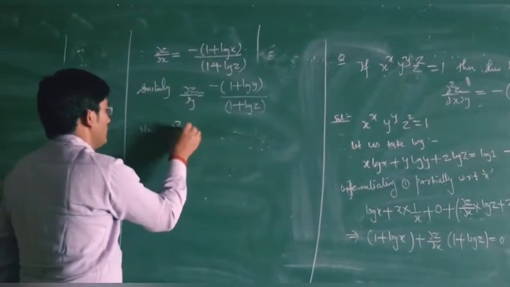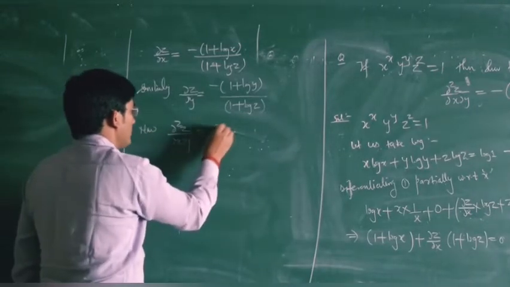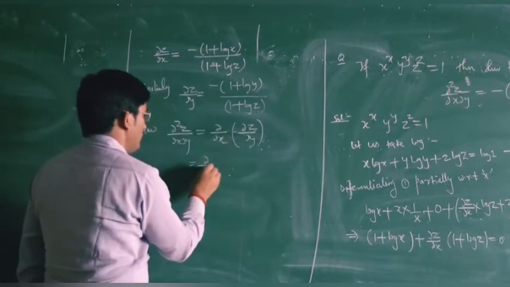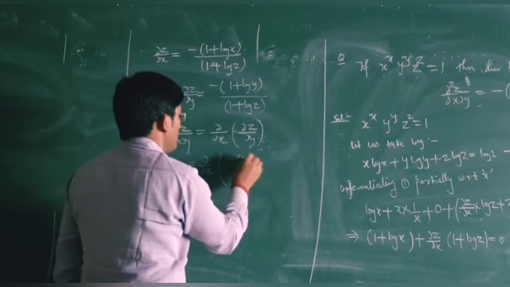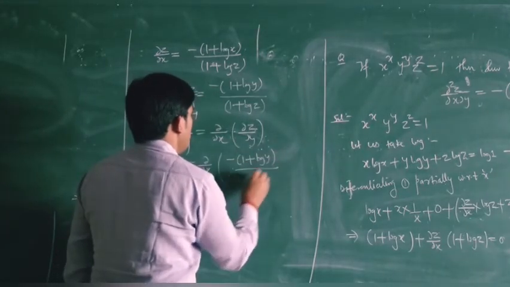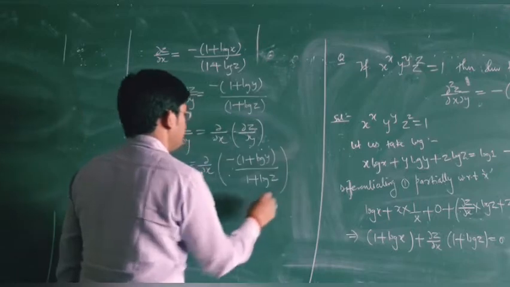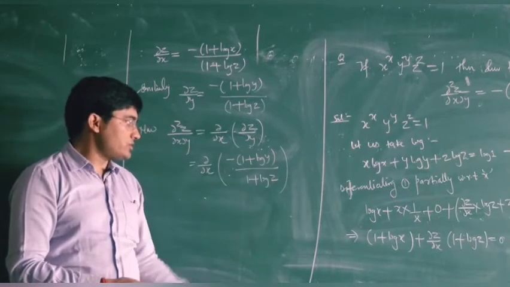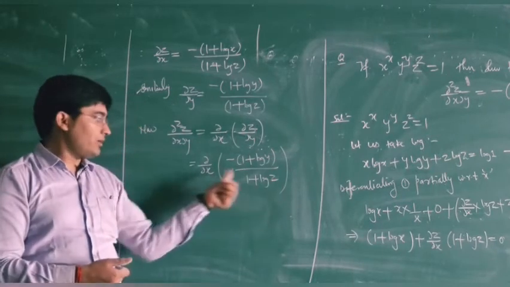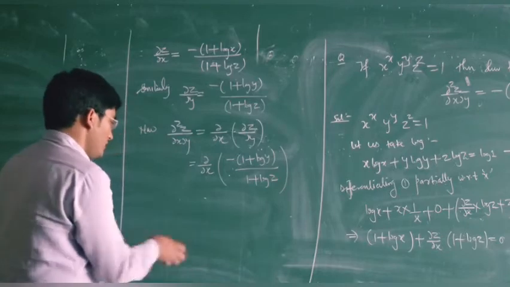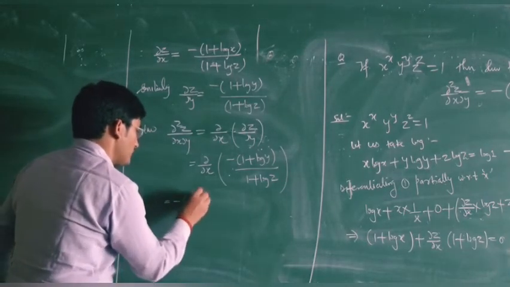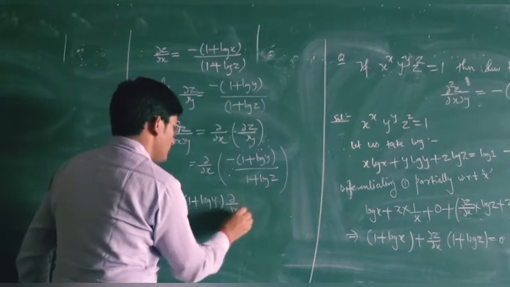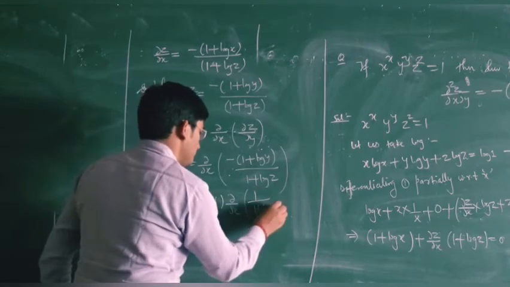So del 2 z upon del x del y is equal to del by del x of del z by del y. So now we have the value of del z upon del y, which is equal to minus 1 plus log y divided by 1 plus log z. Because we are differentiating with respect to x, so this 1 plus log y will be constant, and as our z is depending on x, so we will differentiate this 1 plus log z. So this is equal to minus 1 plus log x and then 1 plus log y, and then we will have del upon del x of 1 plus log z.